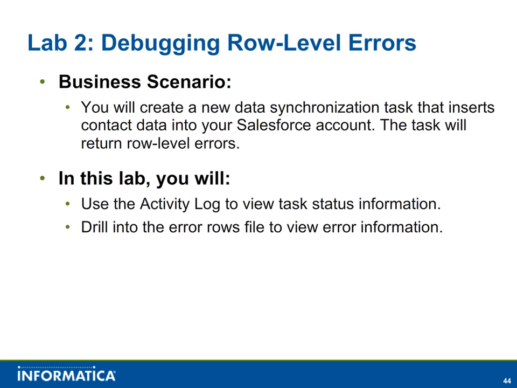In Lab 2, you will practice debugging row-level errors in a task. Specifically, you will use the activity log to view task status information, and you will drill into error files to view specific error information.